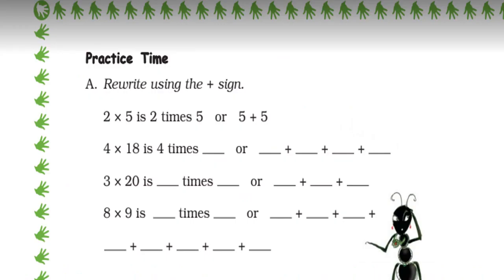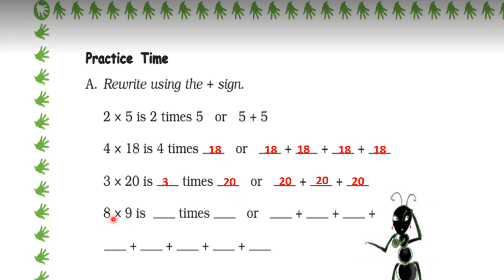Now next, rewrite using the plus sign. 2 multiplied by 5 is 2 times 5 or 5 plus 5. 4 multiplied by 18 is 4 times what? 4 times we are going to write 18. Or what we can write? We can add 18 4 times. So 18 plus 18 plus 18 plus 18 we can write. Okay. Now 3 multiplied by 20 is 3 times 20, or we can add 20 for 3 times. So we will write 20 plus 20 plus 20.